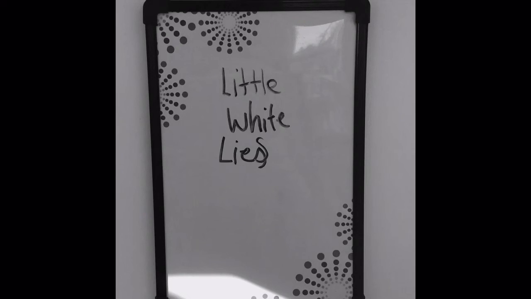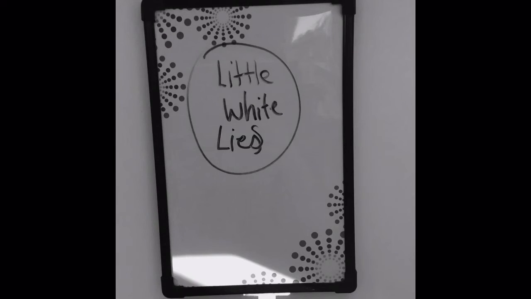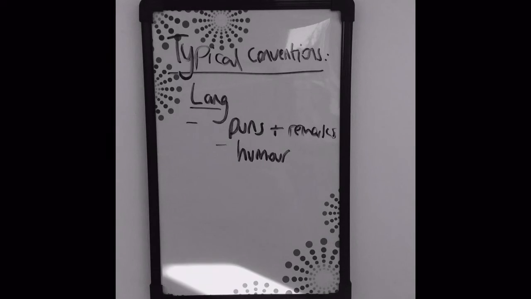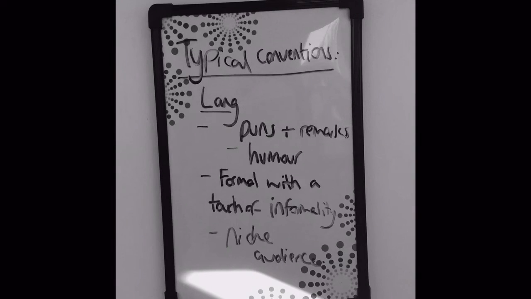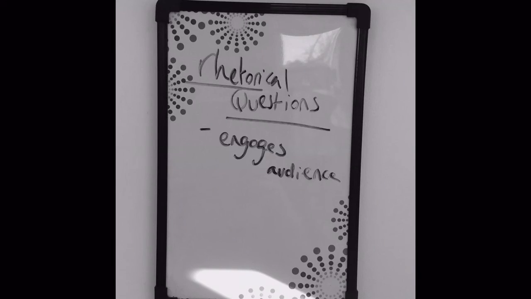Little White Lies is a film magazine targeted at a niche audience who are all film fans. I have based my magazine review on their reviews. Typical conventions: the language features puns and remarks to give a humorous feel to it, and the language is formal but there's a sense of informality to engage the reader. Rhetorical questions engage the audience and they're used quite frequently in their reviews.